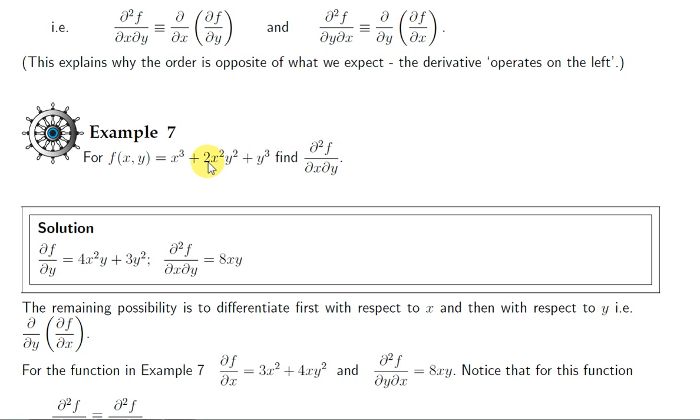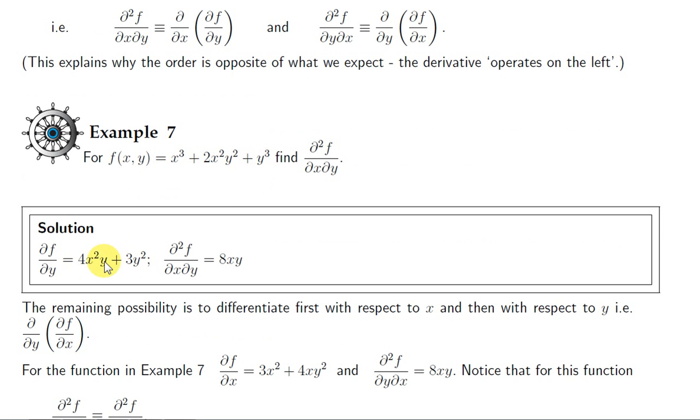So we differentiate this with respect to y. That means we treat x as a constant, so x cubed will go to 0. In this term here, the 2x squared is a constant. So we differentiate y squared to get 2y. So 2y by 2x squared gives us 4x squared y. The next term is differentiated with respect to y to give 3y squared.